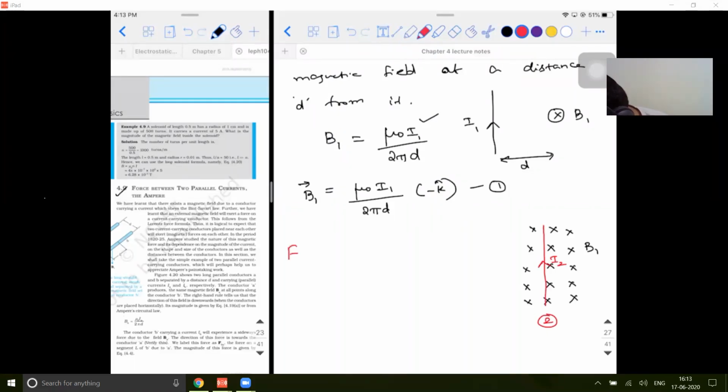The force experienced by the second current carrying conductor due to the first, I'll call it F21. If I say it is the force experienced by the second conductor due to the magnetic field produced by the first conductor, then what will it be? There is only one formula for the force experienced by a current carrying conductor: I into L vector cross B vector. Here I is I2. We have taken an infinite length conductor, so it is not possible for us to define the length.